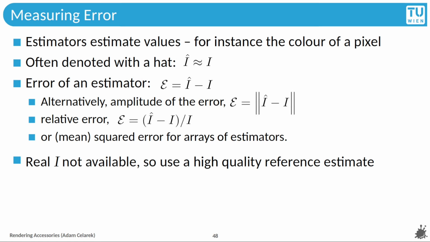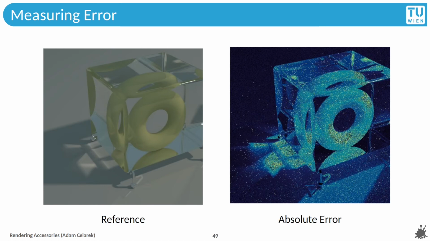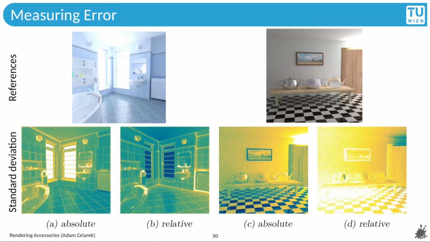We will now see some examples of such error. On the left you see a high quality reference, and on the right the absolute error of a path traced algorithm. In here you can get an idea of the difference between absolute and relative error. The error shown is the standard deviation per pixel. That is something that we will get into in the next few slides, but you can see the differences anyways.